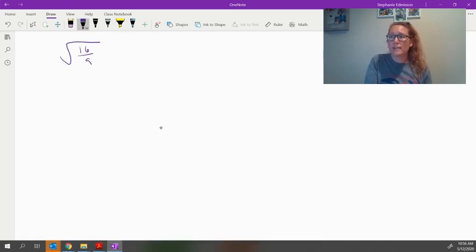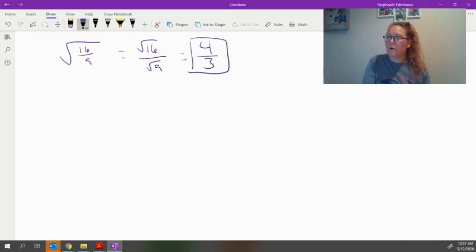And you can actually split this up. So the root of 16 over 9 is the same thing as the root of 16 over the root of 9. They're the same thing. And now we just proceed like we would anyway. Well, I know that the square root of 16 is 4. And I know that the square root of 9 is 3. So there's my answer, 4 over 3.